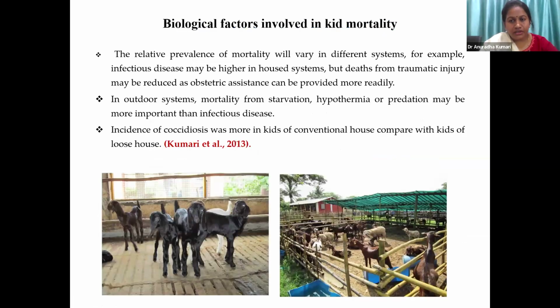As for the biological factors involved in kid mortality, different production systems have different percentages of kid mortality. When kids are housed inside, like in a conventional housing system, death due to infectious disease is more. However, in the indoor housing system, death due to traumatic injury is less. In the outdoor production system, mortality due to starvation, hypothermia, and predation is more.